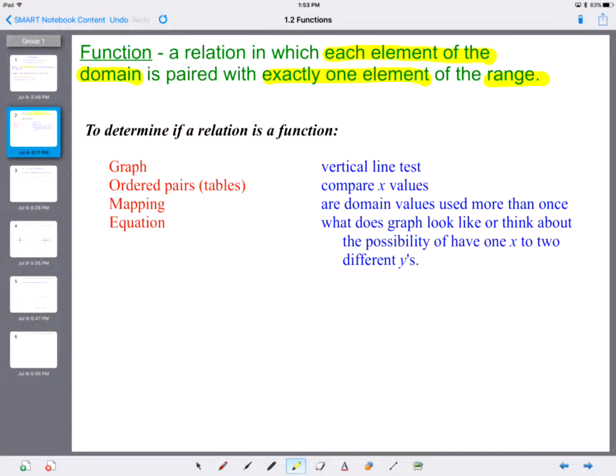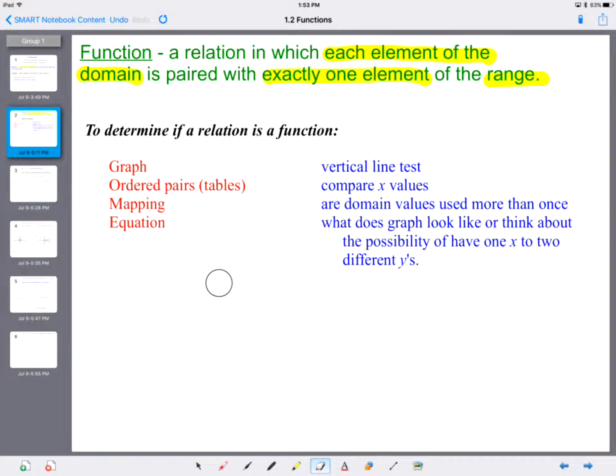If you don't remember what a mapping is, usually you've got two sets and you're drawing arrows to different things. We're looking at, are the domain values, these x values, used more than once? So on the example I just threw on here real quick, let's say this is 3 and we've got 4 and 2. That 3 is getting mapped to two different y values, so that would not be a function. So that's what you're looking for in terms of the domain values being used more than once.